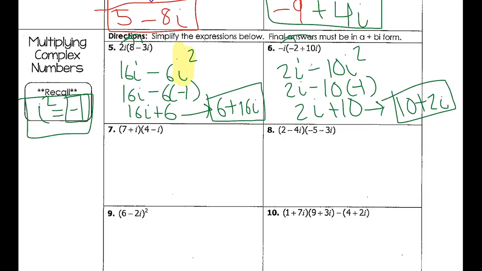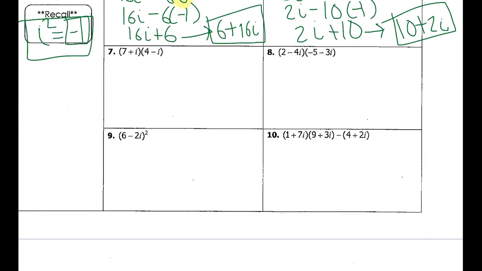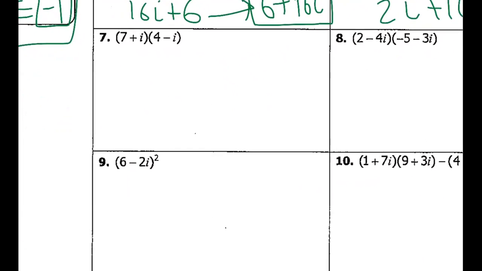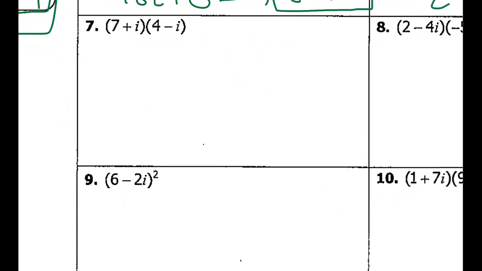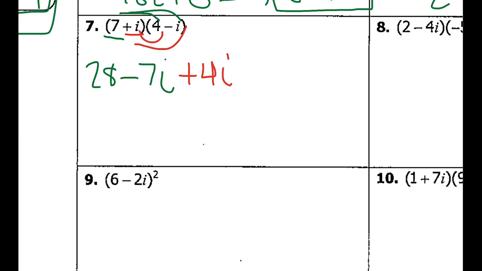Okay. Let's look at a question like 7. I don't know how familiar you guys are with foiling, because honestly, we really haven't done a lot of it, if any, in this class. Surprisingly. So when you FOIL, remember you take your first number and basically distribute. So that would be 28 minus 7i. And then you take your second number in the first binomial and distribute that number. So that would be plus 4i. And then that would be minus i squared.